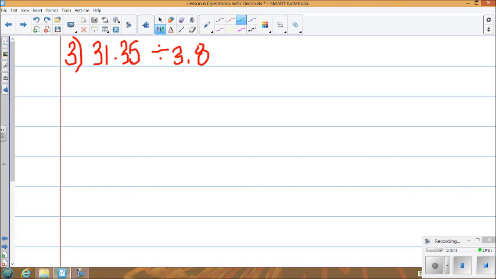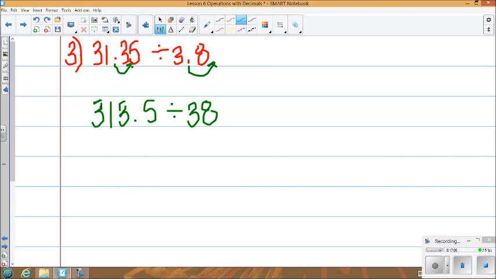Before you can do anything, your first goal here is to get whatever you're dividing by to be a whole number. So I have to move this one place to the right to get it to be a whole number. That means up here, this needs to move over one place to the right. So really my new problem becomes 313.5 divided by 38.